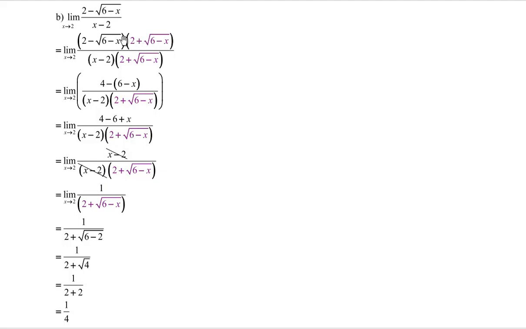So when we multiply these together, and if you're not used to multiplying these conjugates together, this 2 times this 2 is 4. Actually, I'll write this out over here. 4. So I've multiplied that. And then I'm going to multiply that 2 by this. So that'll be plus 2 root 6 minus x. And then I'll multiply this by this, so that'll be a minus 2 root 6 minus x.